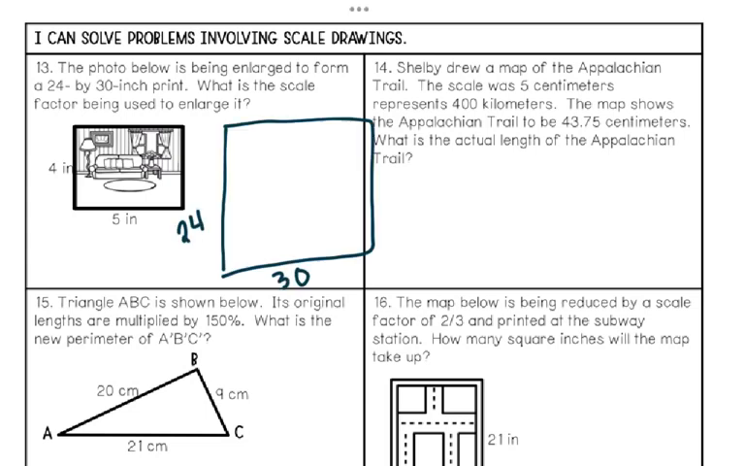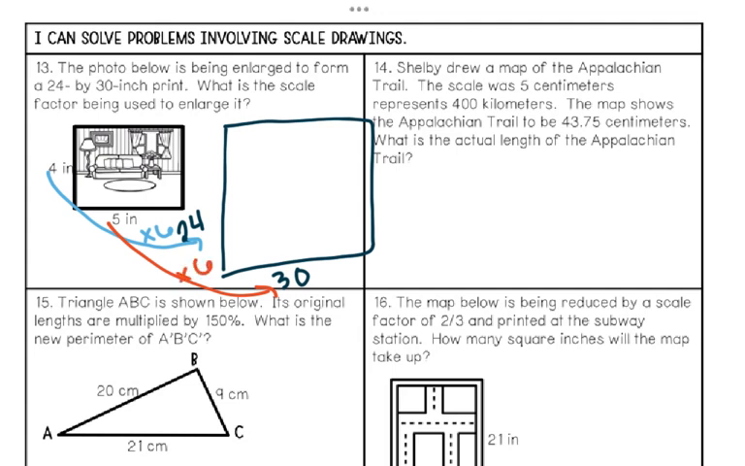So that scale factor is the number we multiply by, so I need to think how I can get from this side being 4 to 24, and from this side being 5 to 30. And I want to multiply by the same number. I know that 4 times 6 is 24, and then I can double check that, and 5 times 6 is also 30.